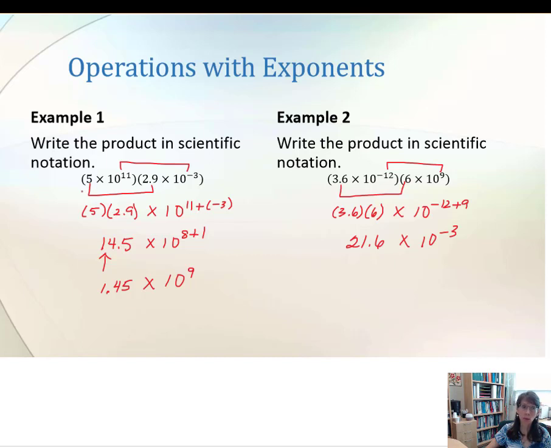So again, 21.6 is not a number between 1 and 10. So we need to replace the decimal to get 2.16. So we shrunk 21.6 by a factor of 10. So we compensate or balance by adding a factor of 10. Now we'll have times 10 to the negative 2. This is our final answer. Now notice we are allowed to leave exponents negative, and that's because we're writing our answer in scientific notation. So this is an example of a time that negative exponents are allowed.